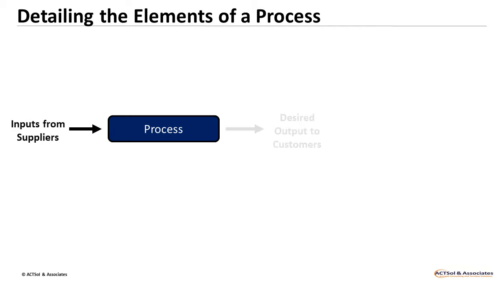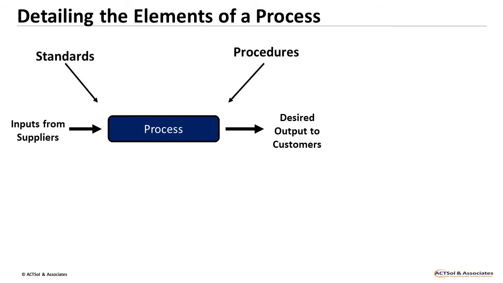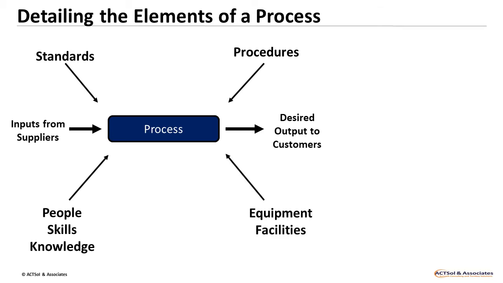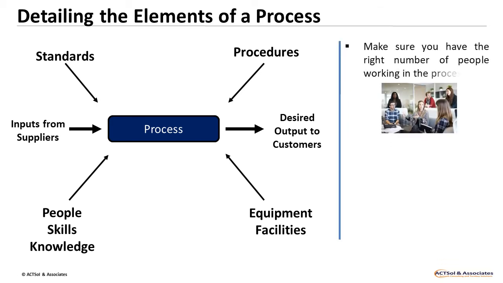We will now learn about the elements of a process in detail. Process is equal to middle path, or the activities between the inputs and the output. It should require standards, procedures, the people with skills and knowledge, and the equipment and facilities to perform the work. Make sure you have the right number of people working in the process, and that they have the necessary knowledge and skills. If they don't, appropriate training needs to be delivered.